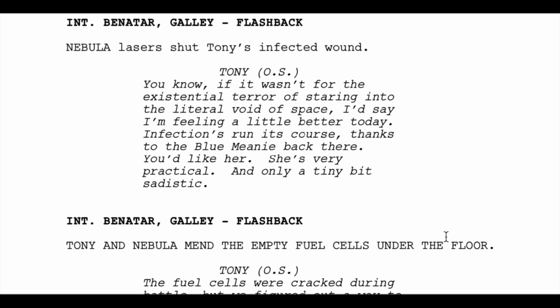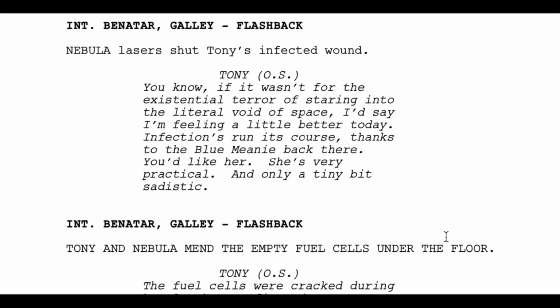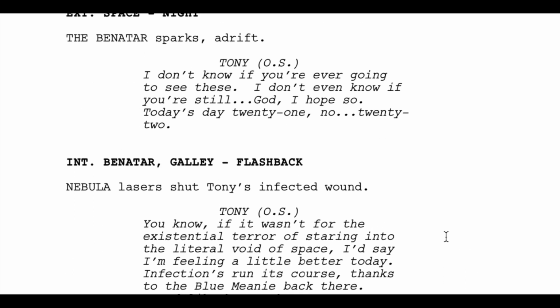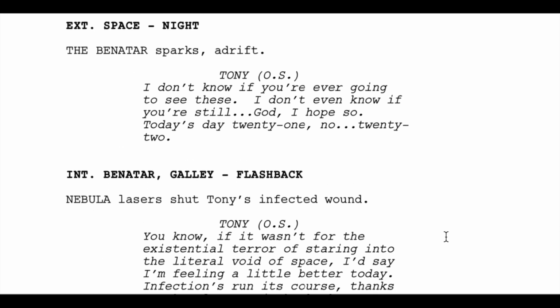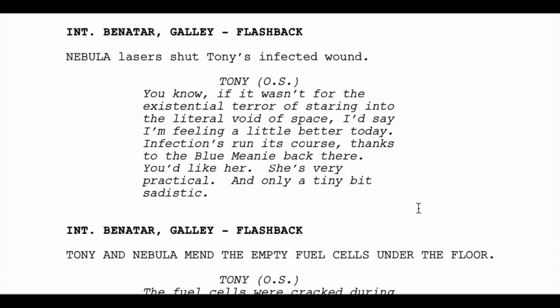The interesting thing here is that the other way you could denote a flashback is, now we know they're in space, right? So whether or not it's day or night is not as big of a deal, because we know it's just really dark outside and no one's going to know the difference anyways. I think saying space is probably enough. But you would want to let people know, especially if it mattered to the script, whether or not the flashback was taking place during the day, during the night, whatever. So one of the things I would probably recommend would be doing interior, Benatar, galley, night, flashback.